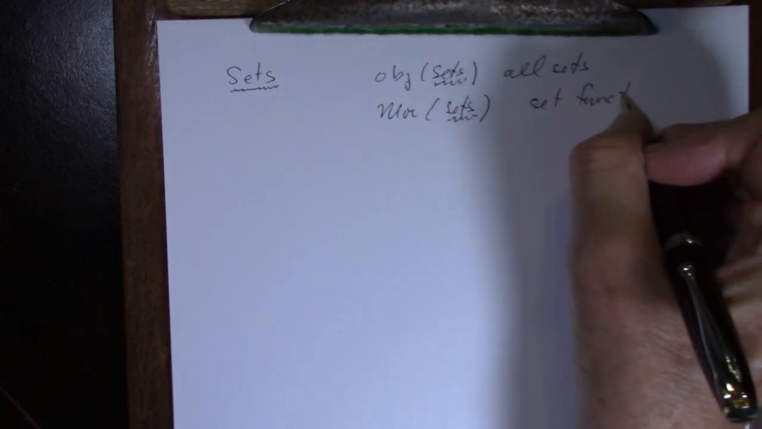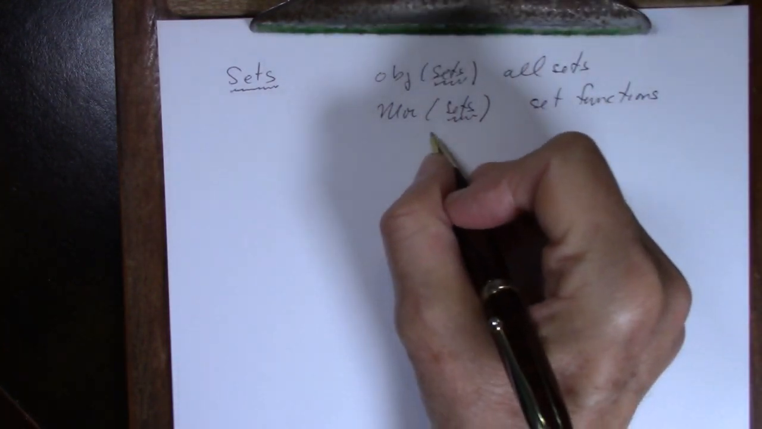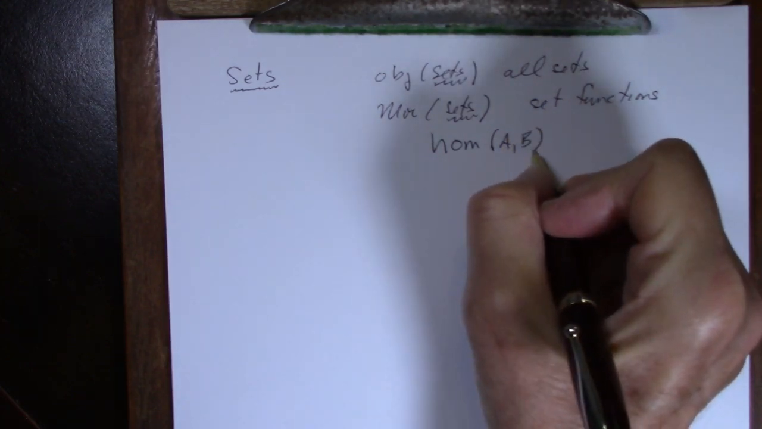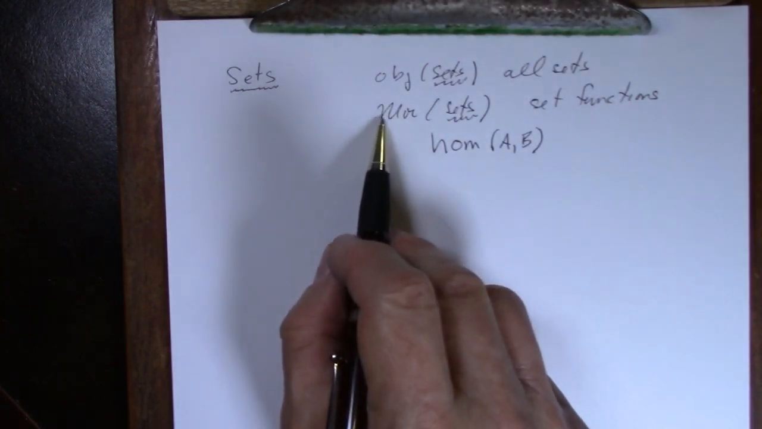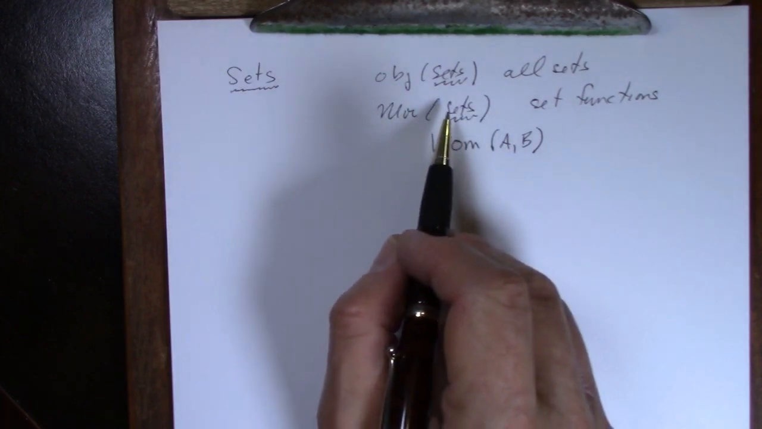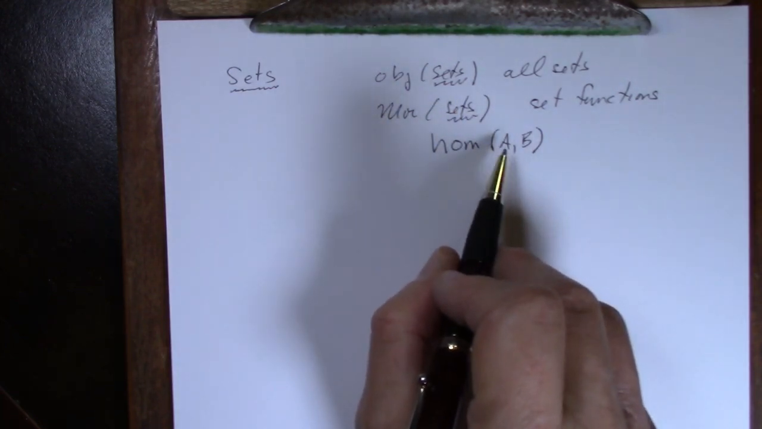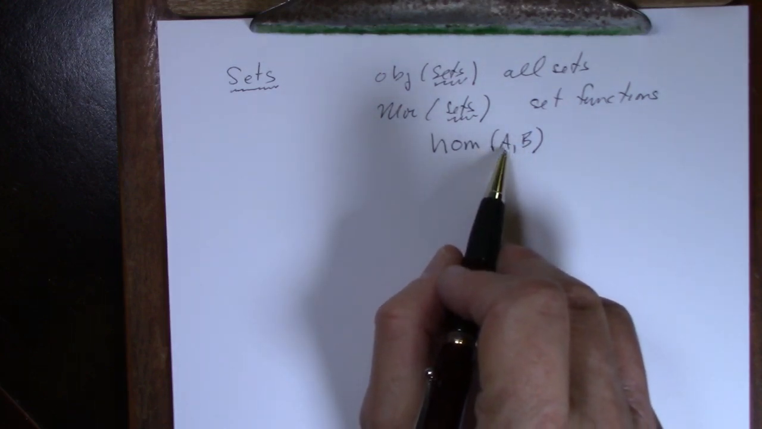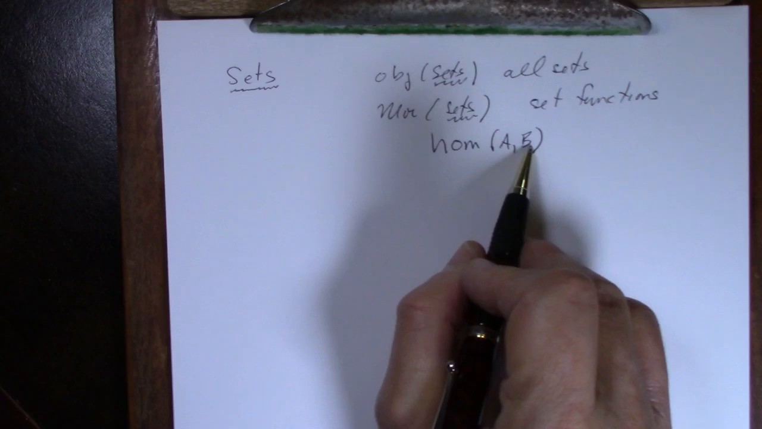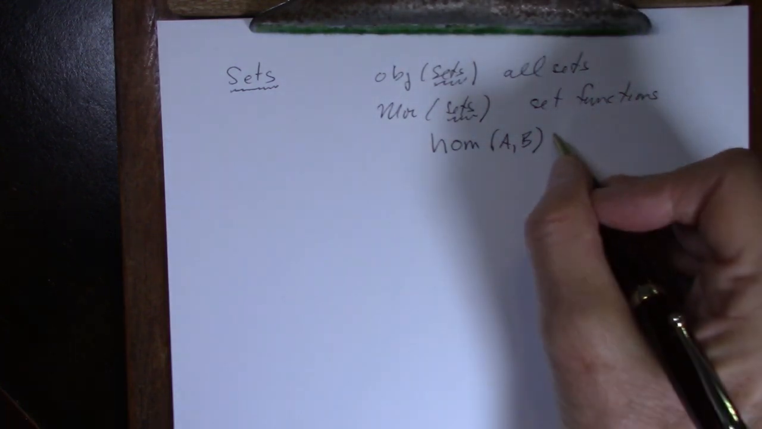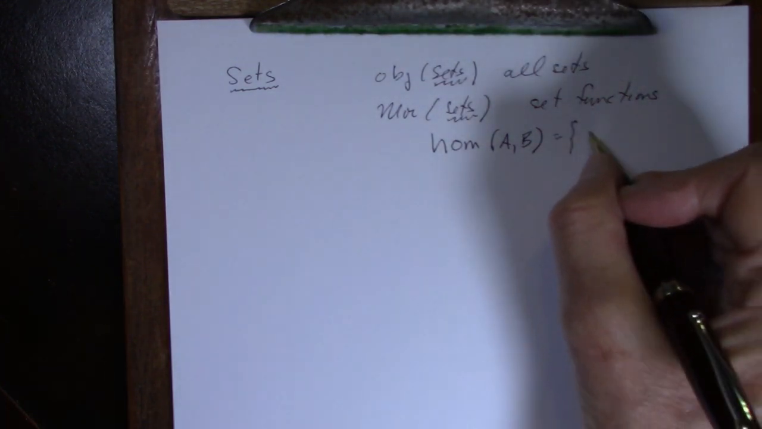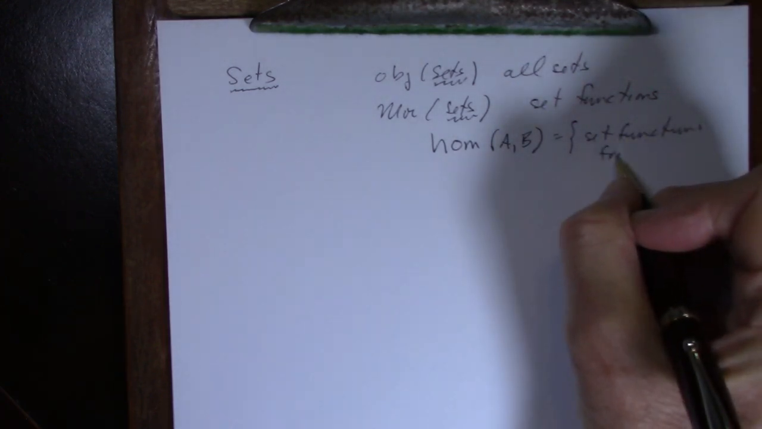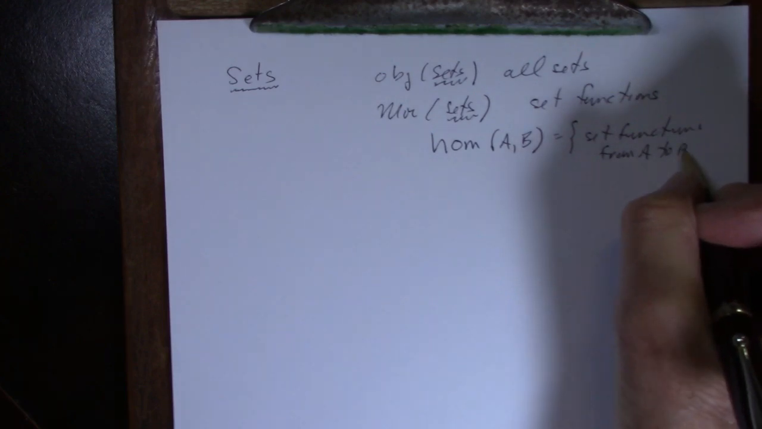Now I have to be more specific here. I have to say what each Hom set is. Very seldom do we really talk about the class of all morphisms of a category. We're almost always interested in the local morphisms, the ones that map a specific object to another specific object. So this is a set of all set functions from A to B.